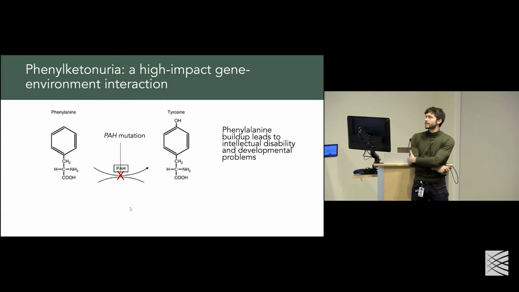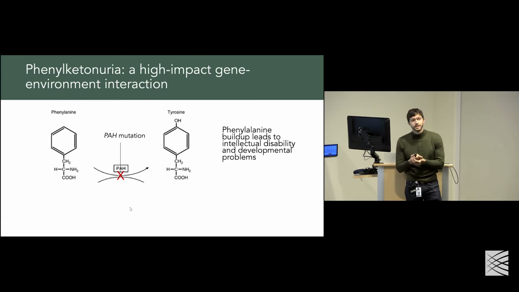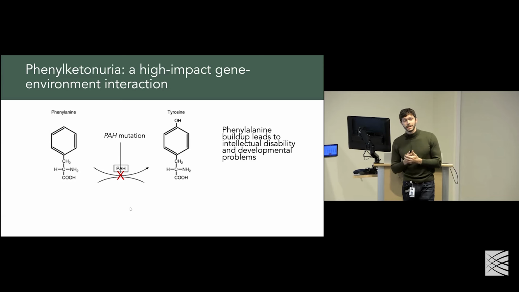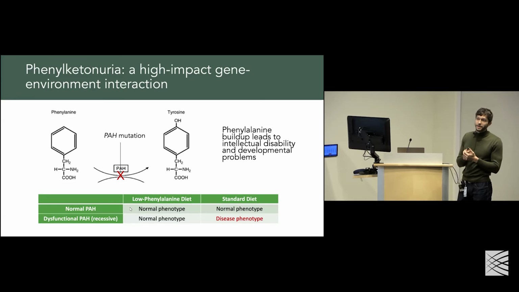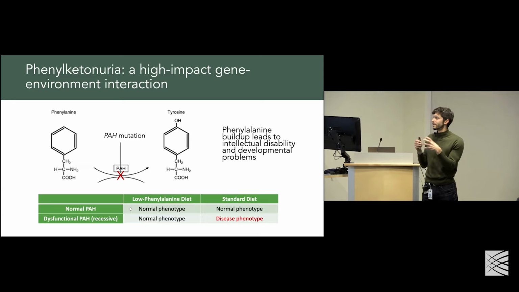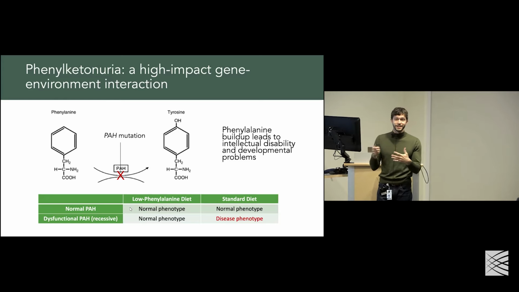Phenylketonuria is an example of an inborn error of metabolism. Particularly, it has to do with mutations in the phenylalanine hydroxylase gene that convert phenylalanine, the amino acid, to tyrosine. In the presence of this mutation, this buildup of phenylalanine can lead to intellectual disability and developmental problems early in life.